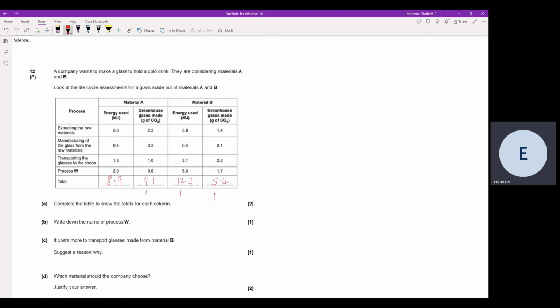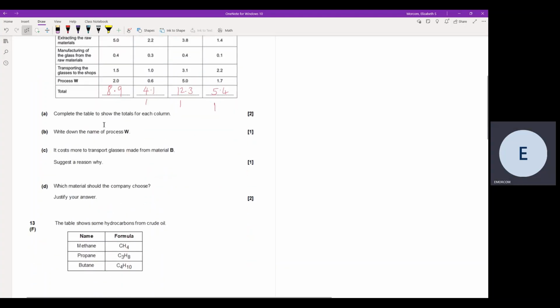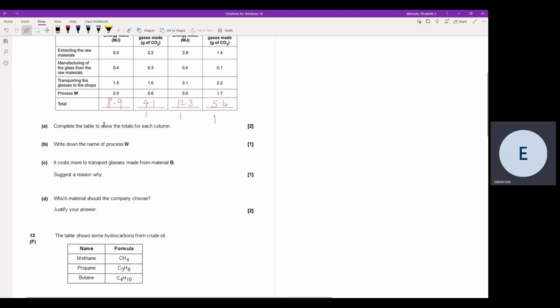And then another thing you can do to make sure that you haven't accidentally slipped and mistyped something is put those numbers in again and subtract. So you go 8.9 minus 2 minus 1.5 minus 0.4 minus 5. As long as that equals 0, that's a sign that you have done it correctly and not made a mistake when typing something in. Okay, right. Part A done. Write down the name for process W.